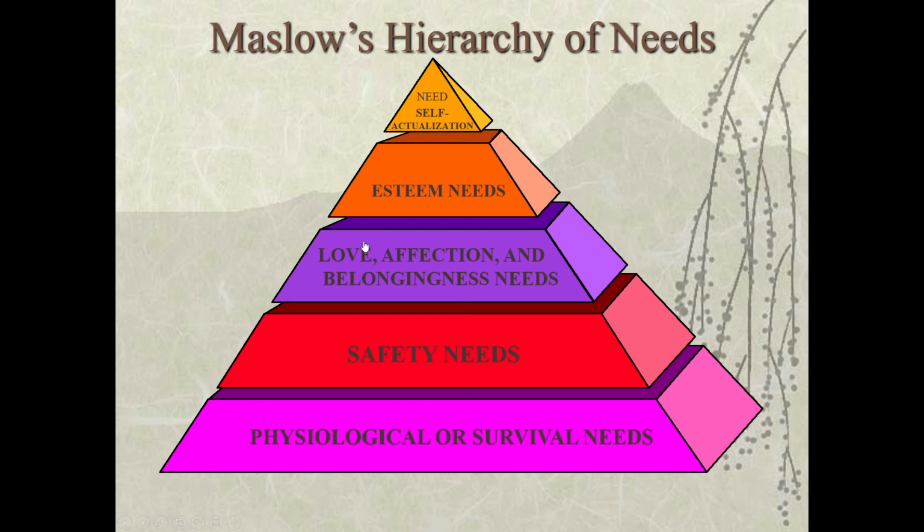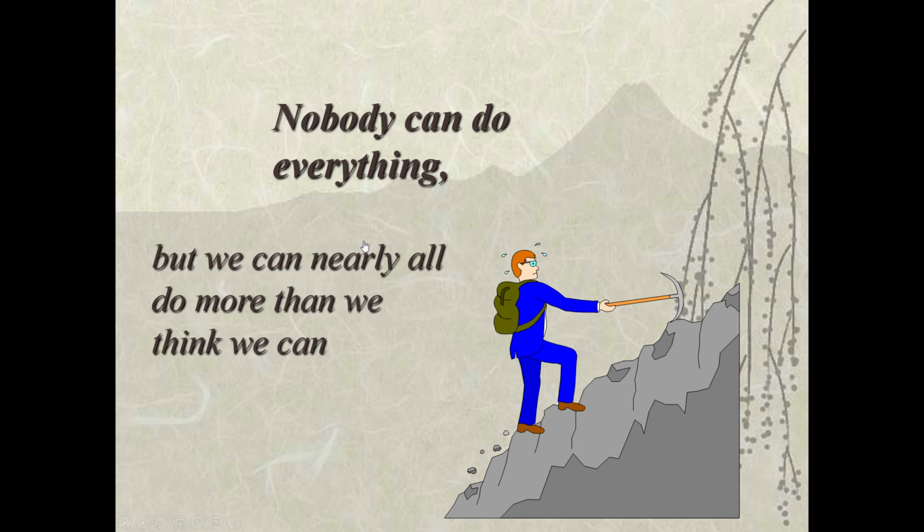And so this is the goal again from the beginning. We start with our physiological or survival needs. We move to our safety needs. When we meet that, we go to love and affection, belongingness, esteem, and the goal, self-actualization. Now, we always have to remember that even though that's the goal, nobody can do everything, but we can nearly all do more than we think we can. And that is why there is a need for motivation. When we are motivated, we do more.